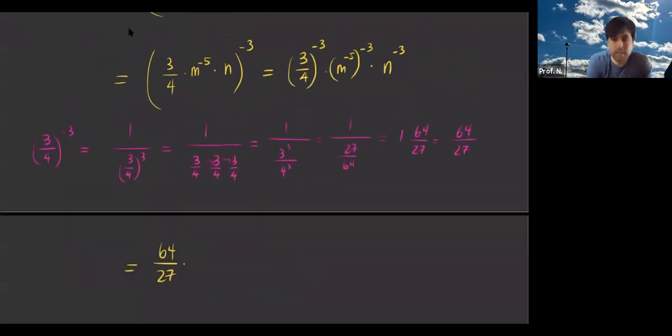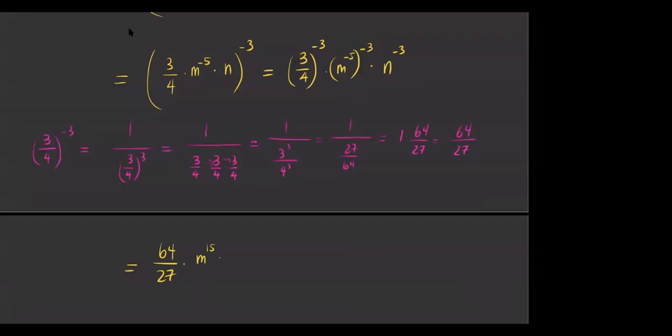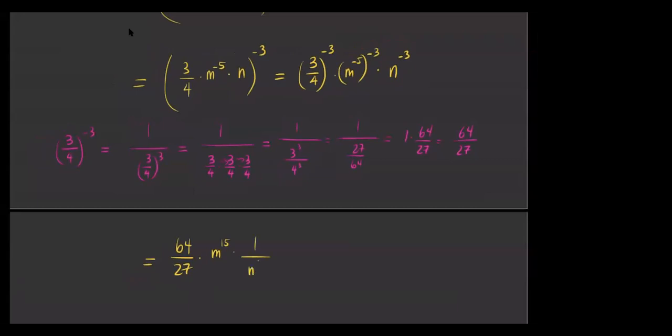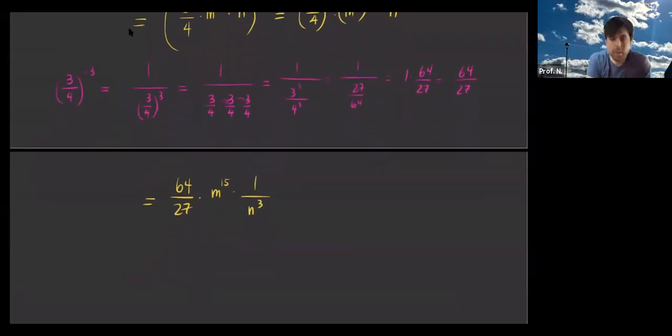Now, what's the second one? The second one here: m to the negative 5th power, raised to the negative 3rd power. What rule do I apply? I have to multiply. Negative 5 times negative 3 is positive 15. And then the last term is n to the negative 3rd power. Make it positive by doing what? 1 over n to the 3rd, n cubed. Good. And so I'm pretty much done.